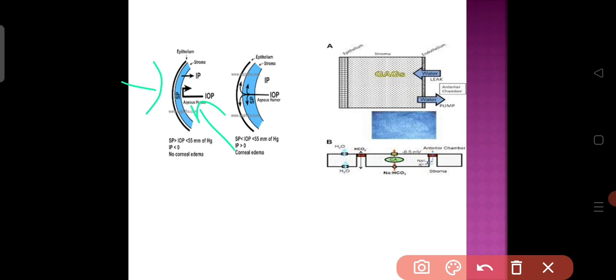Ideally, the intraocular pressure should always be less than the stromal pressure, but in cases when the stromal pressure becomes less as compared to the intraocular pressure exerted, that can lead to corneal edema.